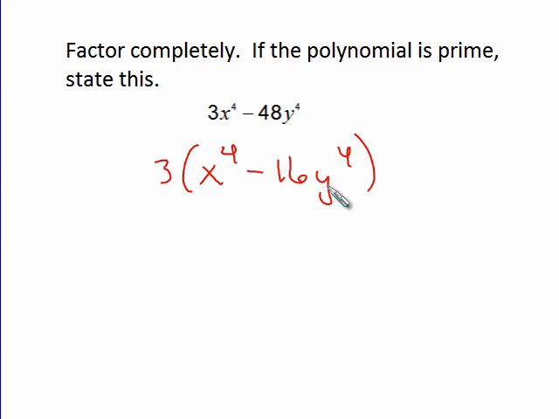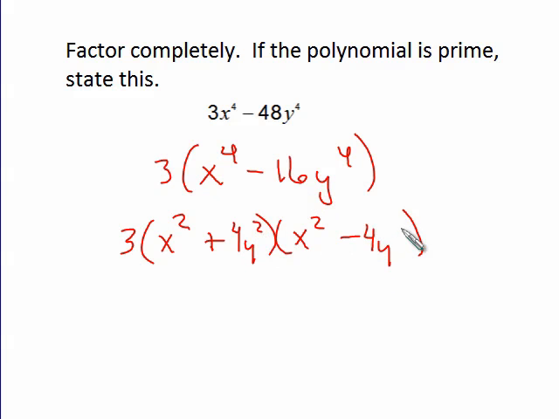Now we have two terms here. When you have two terms, they have to either both be perfect squares or perfect cubes. Since my power is even, then these are both perfect squares. And also because 16 is a perfect square, that means this will factor to be conjugates. So x to the fourth is going to have to be x squared times x squared. And then 16y to the fourth will have to be 4y squared times 4y squared.